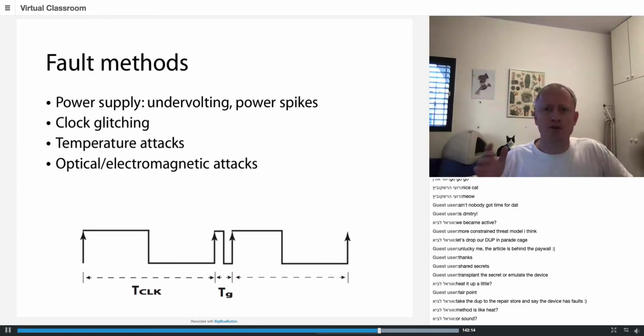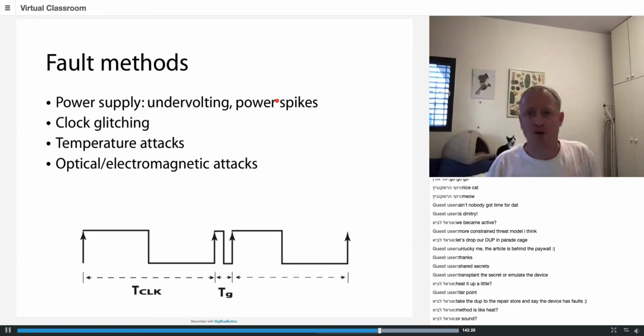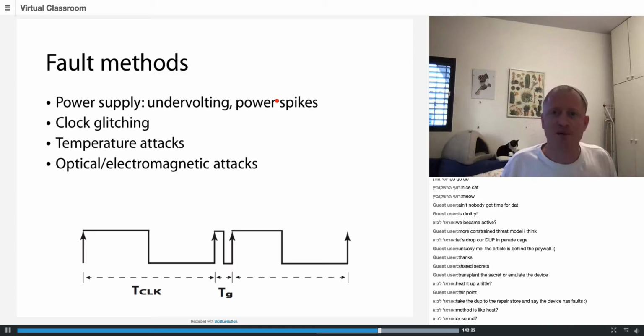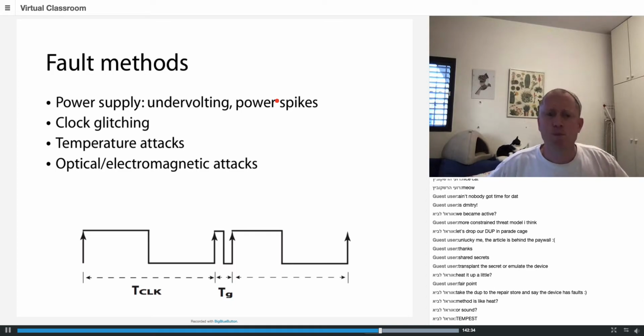If you have control over the power supply, what can we do? The two things we can do are give less power and give too much power. Giving less power is called undervolting. Blackout is when we give no power, and brownout is when we give a little less power than we wanted to. Tempest, by the way, is a passive method. Tempest is a side channel or reception method.